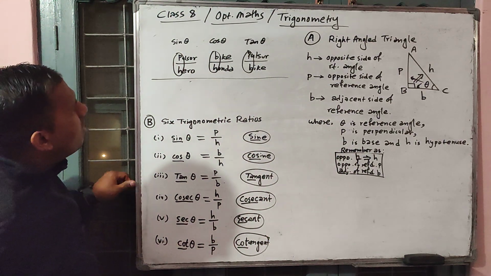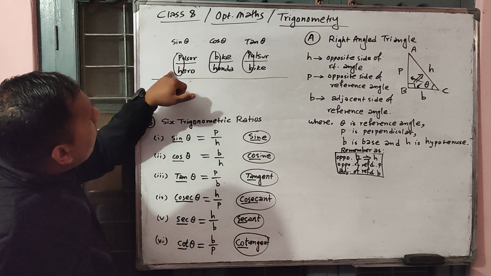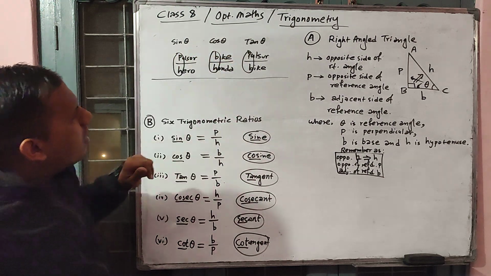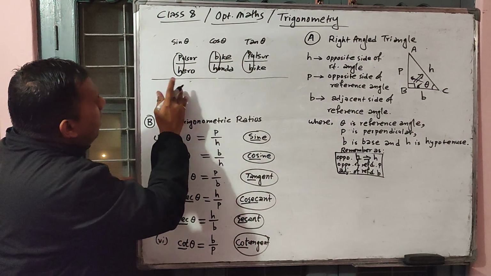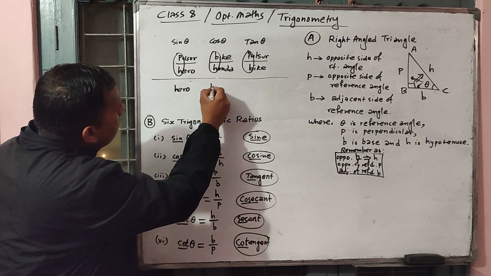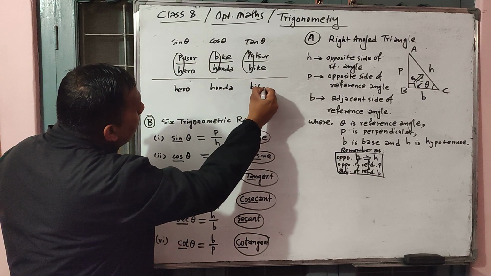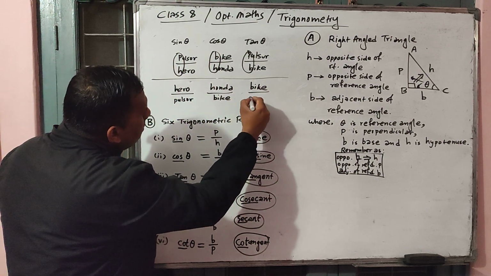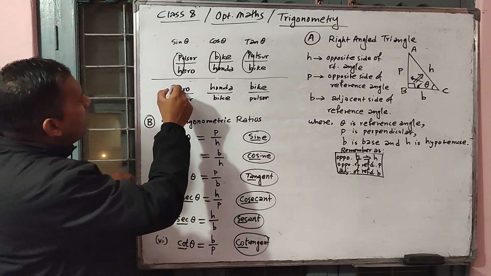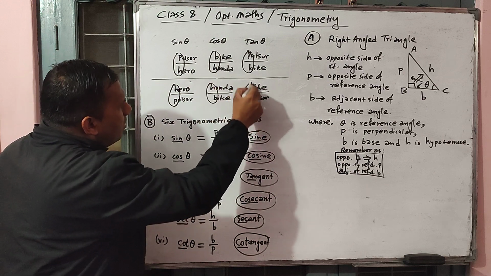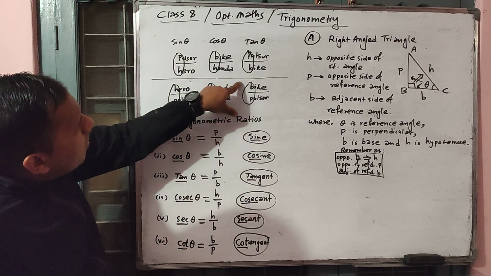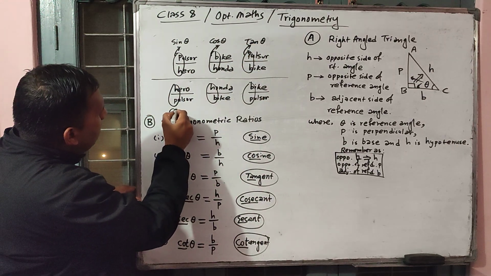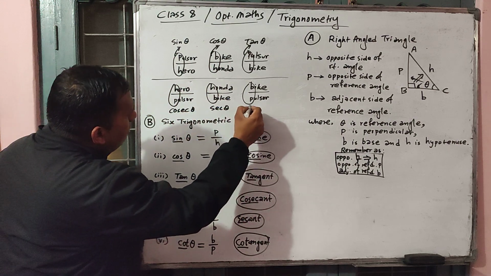Now remember the words person, bike, person upon hero, Honda, bike, which gives the first three trigonometric ratios of sine theta, cos theta, and tan theta. Now its opposite order, just write in the reverse order: hero, Honda, bike upon person, bike, person. Now just mark the first letter of each term: S by P, S by B, B by P. It gives the ratio of the remaining three, 4, 5, and 6. This is cosec theta, this one sec theta, and the last one cot theta.